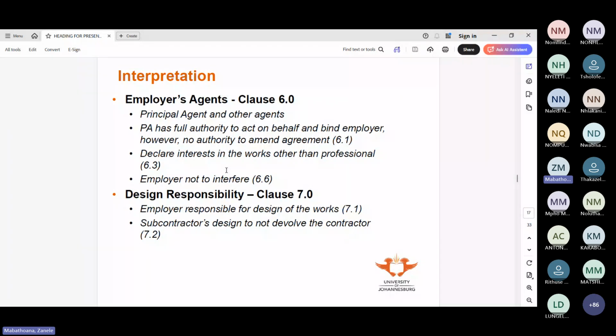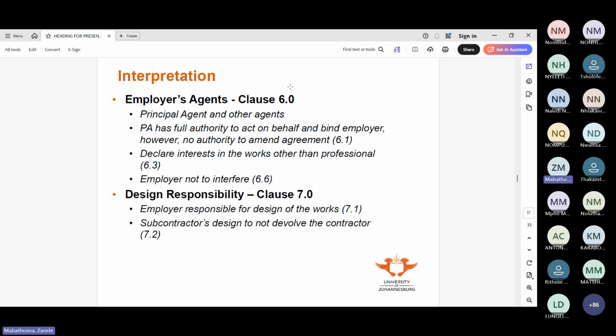The parties will sign the original agreement, and then each party will get a copy. The original agreement is held by the principal agent. So you sign one document, the principal agent makes two copies, gives one to the employer, another to the contractor, and keeps the original signed. In the agreement, it will also state the persons, whether human persons or juristic persons, who are authorized to act on behalf of either party.